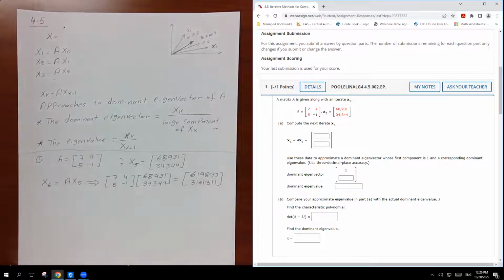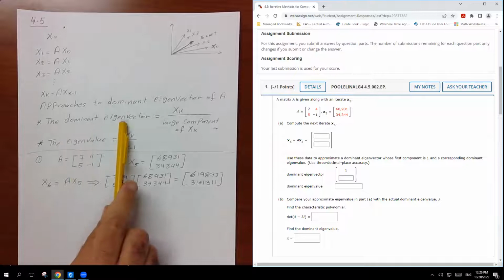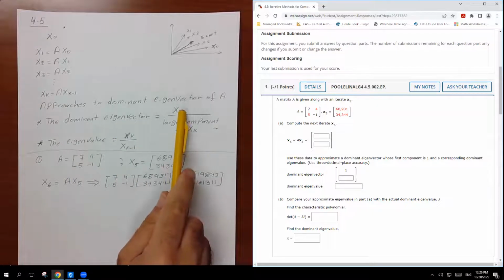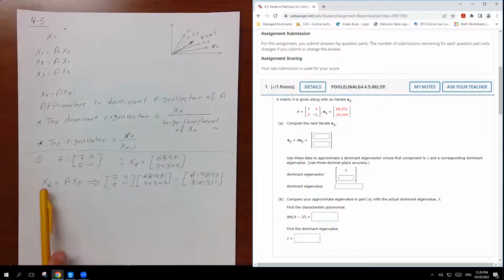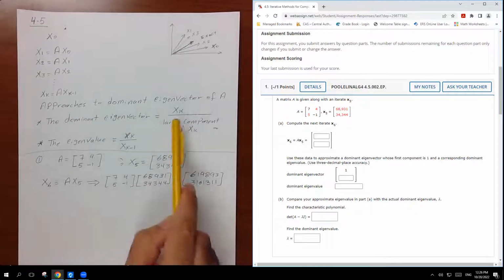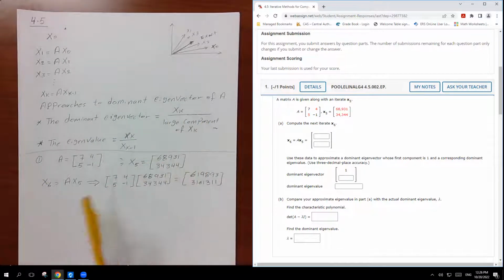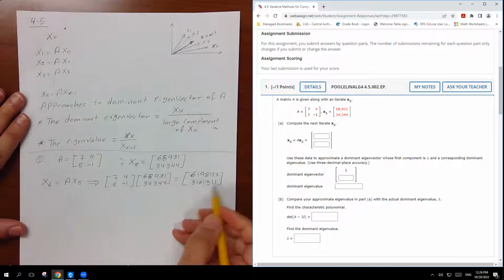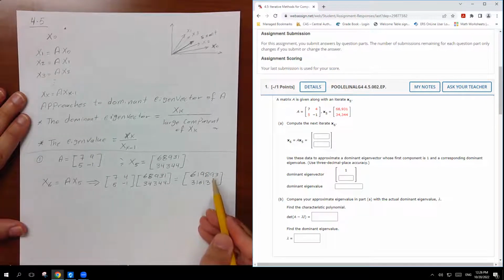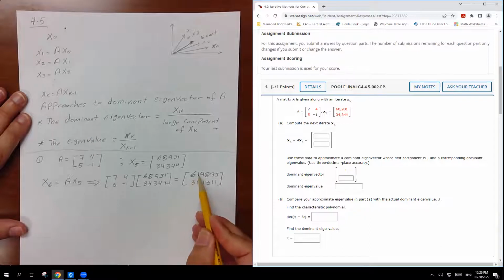Now, next step, I need to find the dominant eigenvector. How are we going to find the dominant eigenvector? By dividing xk, which is here, by the large component of xk. So the first thing, for the large component of this one, we just need to see which one is bigger.